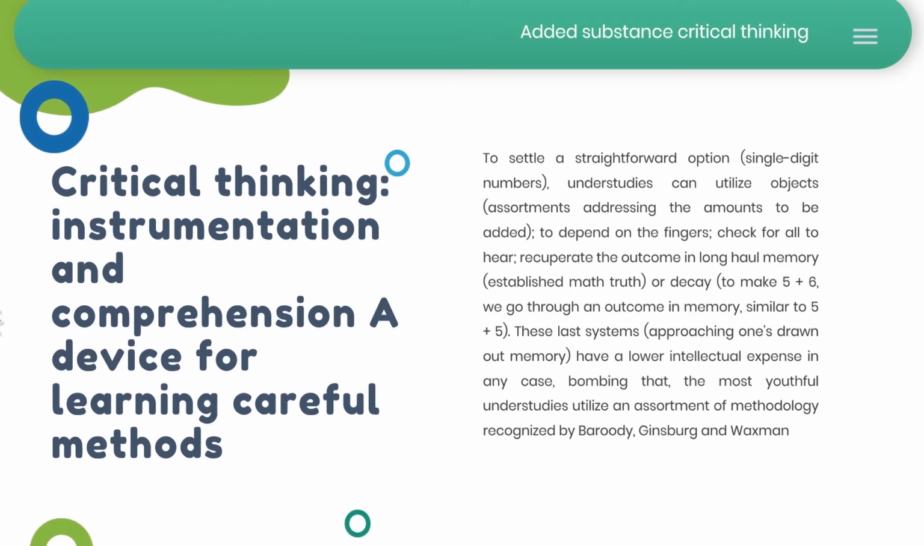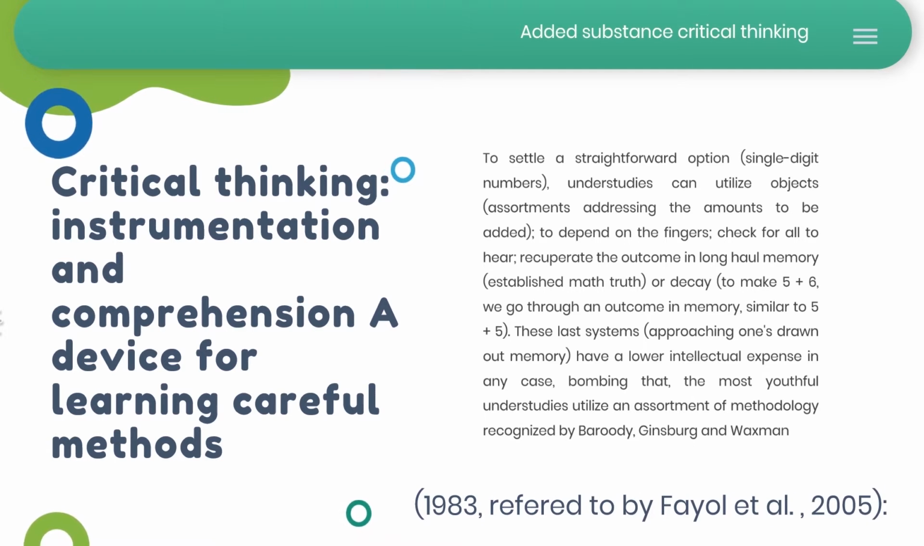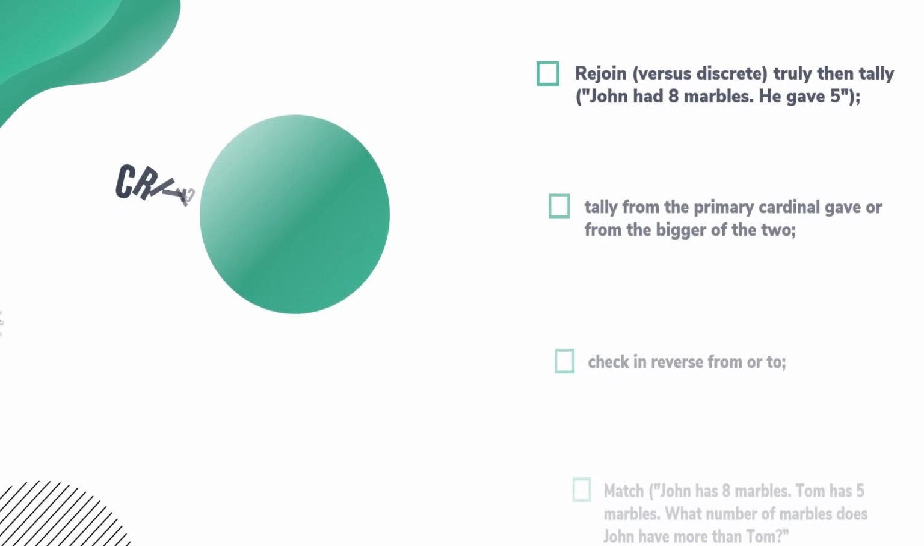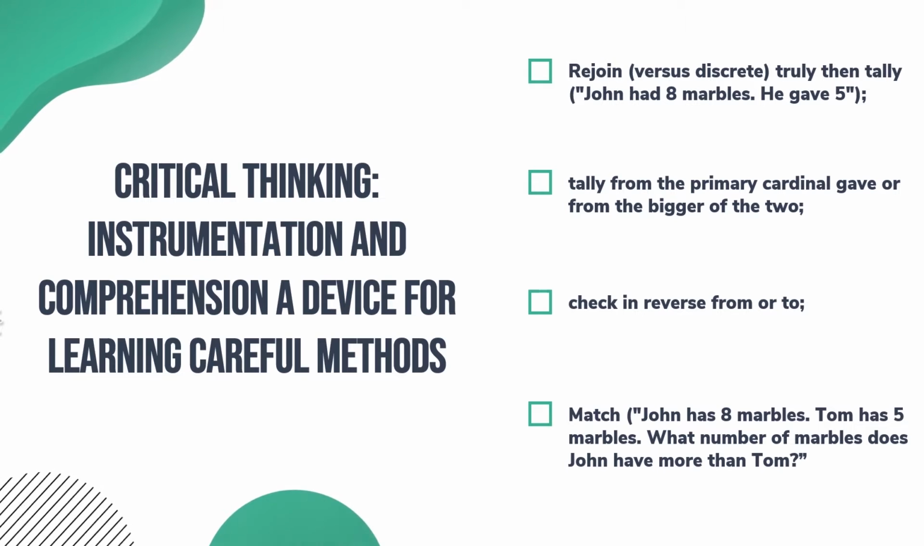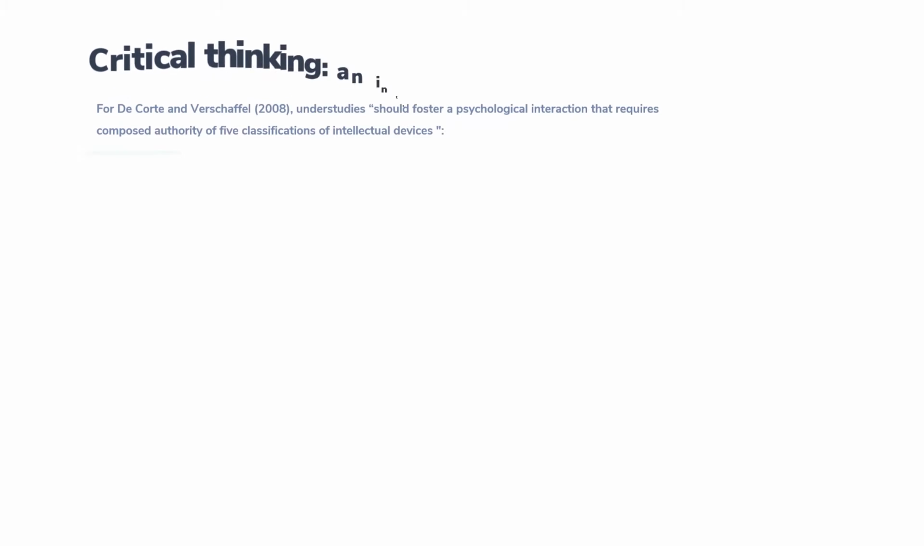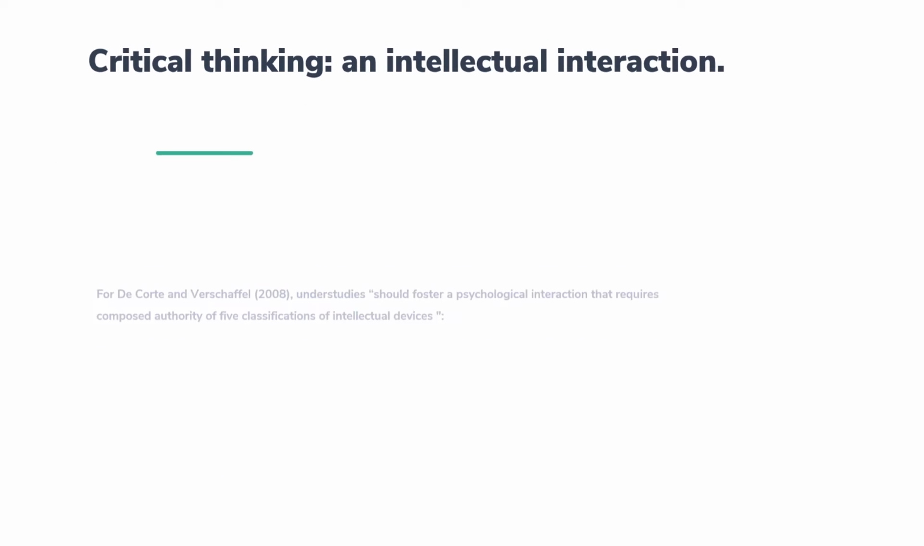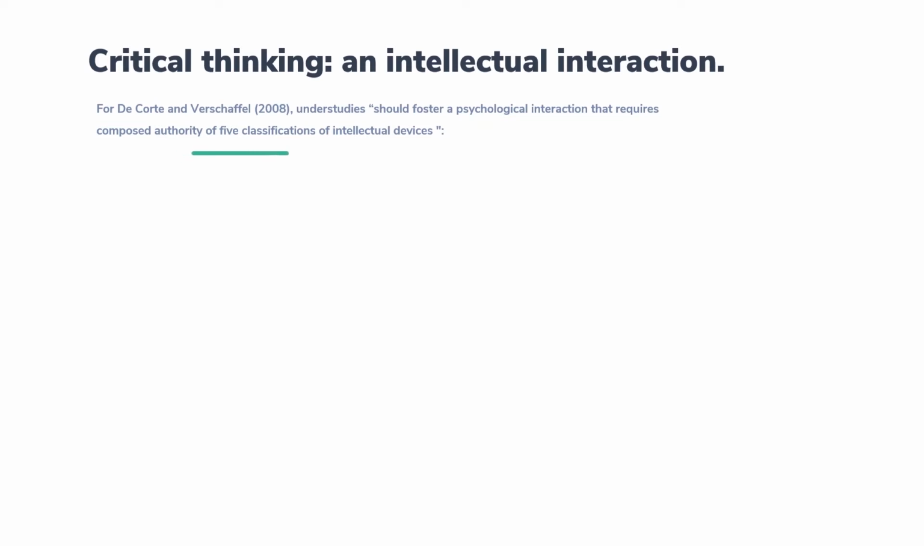The youngest students use a variety of strategies identified by Baroody, Ginsburg, and Waxman, 1983, cited by Fayol et al., 2005. Rejoin versus separate, really then count. John had 8 marbles. He gave 5, count from the first cardinal given or from the larger of the two, count backward from or to, match. John has 8 marbles. Tom has 5 marbles. How many marbles does John have more than Tom?